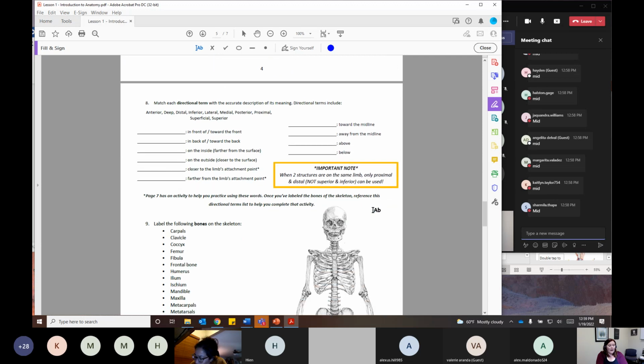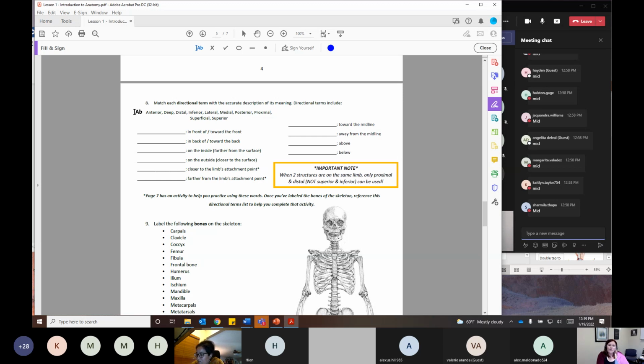When we were talking about our planes, some of the ways that we talked about dividing things, we used some directional terms. So directional terms allow us to understand the relationship of structures to each other. As we're learning these directional terms, this is something that would be really great for flashcards. So if you're a flashcard person, go home today, make your flashcards today for these different directional terms.